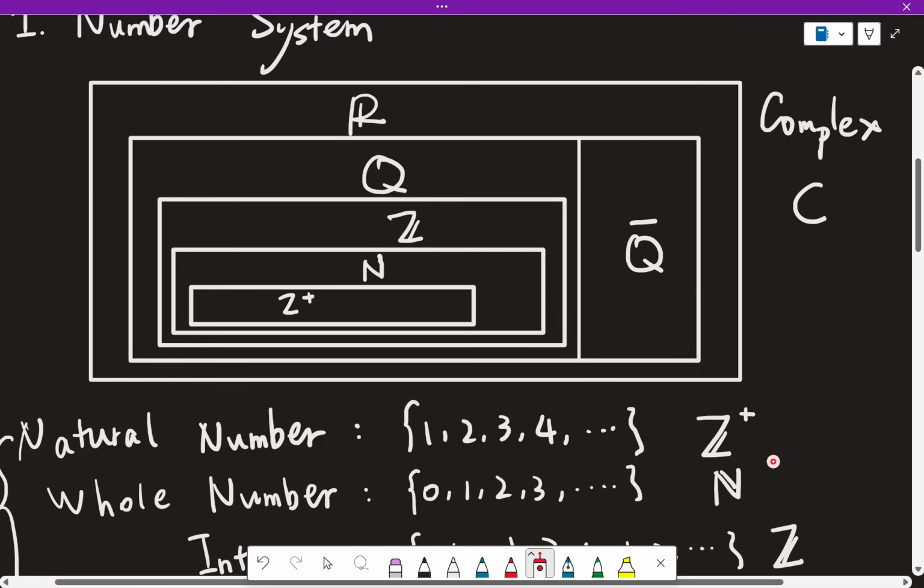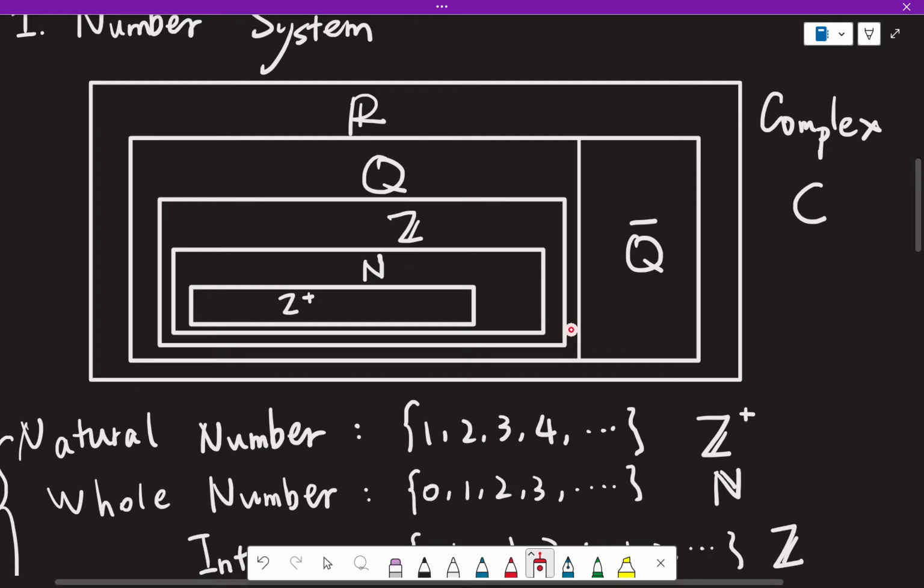In this graph, we can see the different relations between all these sets we have just mentioned. What set could be used to include all the rational numbers, irrational numbers, and all these inner parts? We have real numbers, which we denote with a capital letter R. Outside of real numbers, we have complex numbers, but we are not going to talk about that in detail here. We use a capital letter C to denote complex numbers.